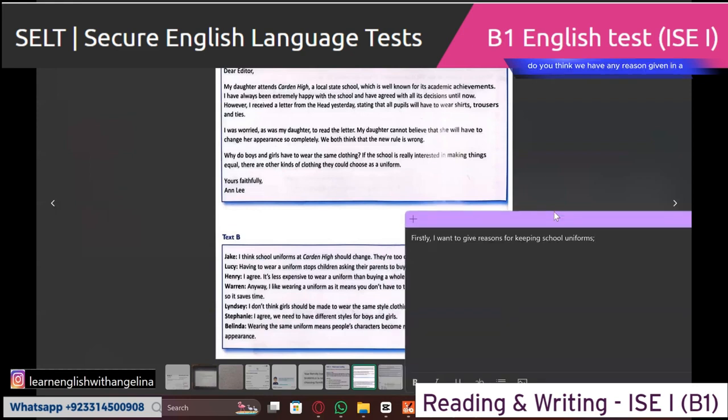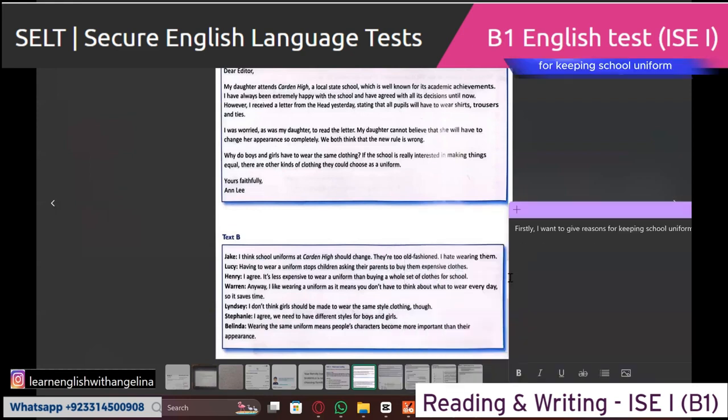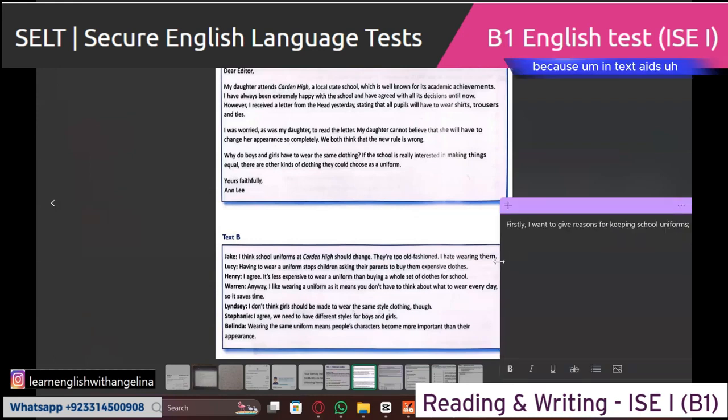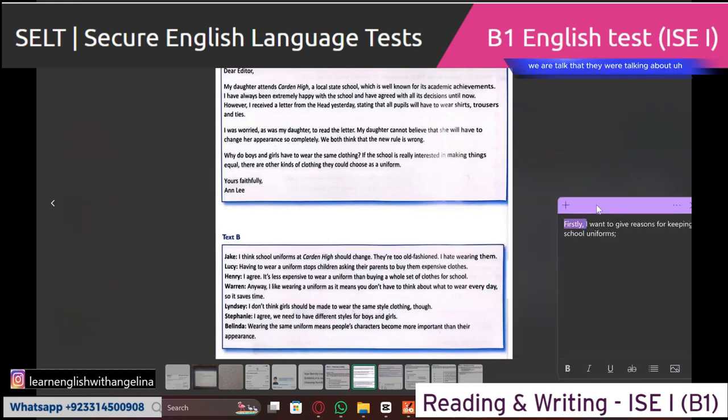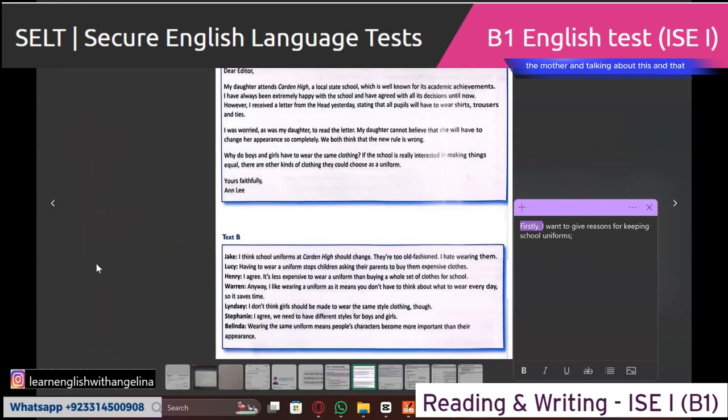Do you think we have any reason given in A for keeping school uniform? Do we have any reason for it? Because in text A, they were talking about the mother who was not happy with the uniform, and she wrote a letter, an email to the editor. So is there any reason why we should keep uniform? Why uniforms are important? Why uniforms are needed? We can find the answer from text B.